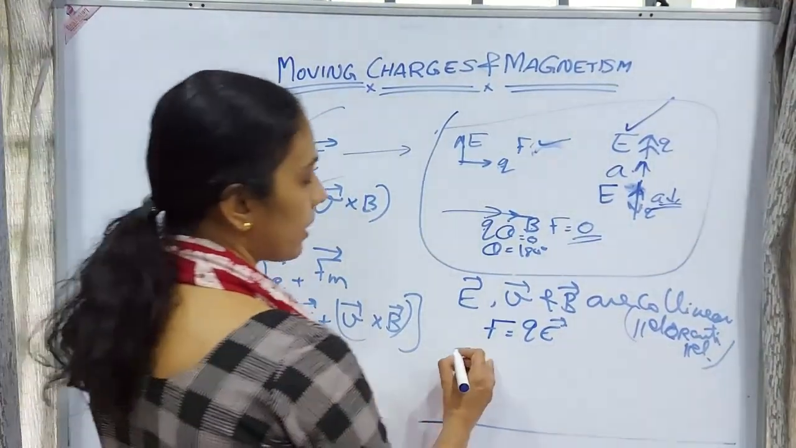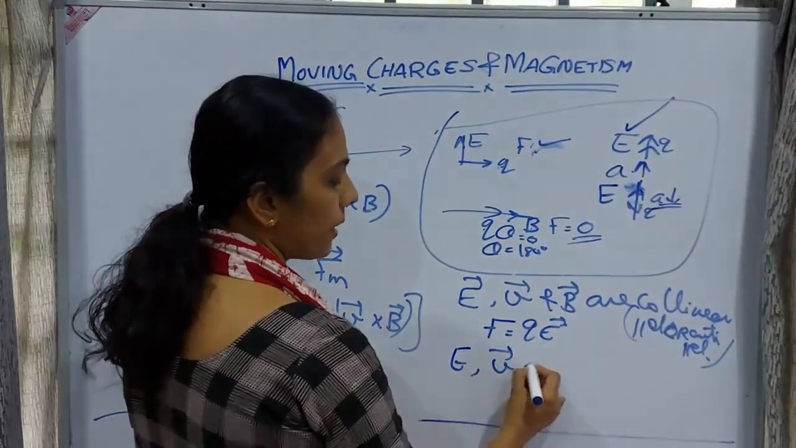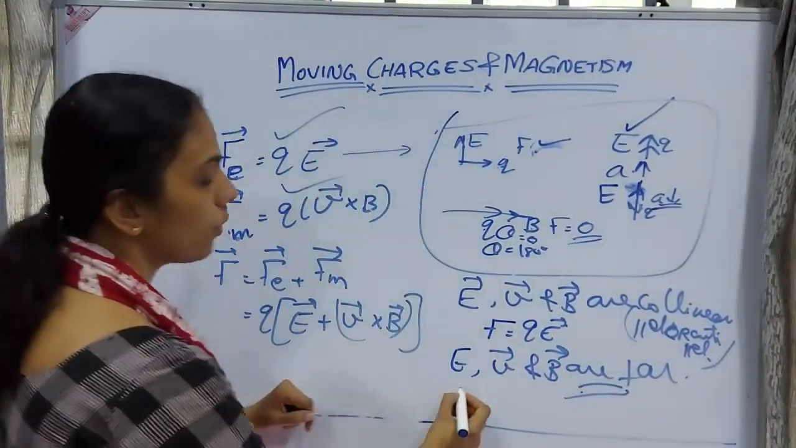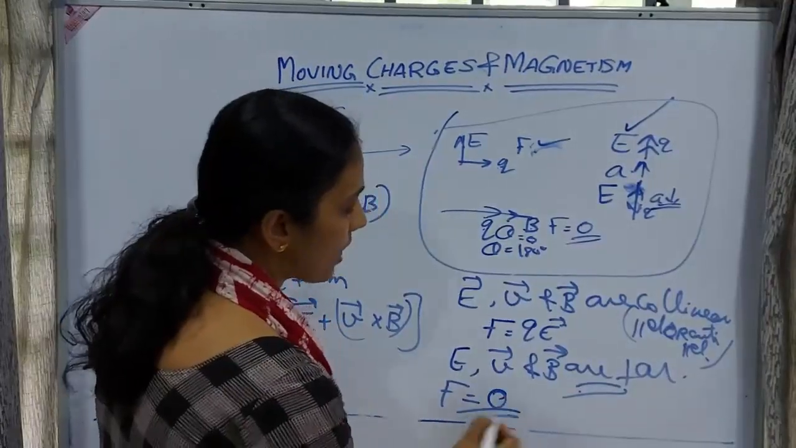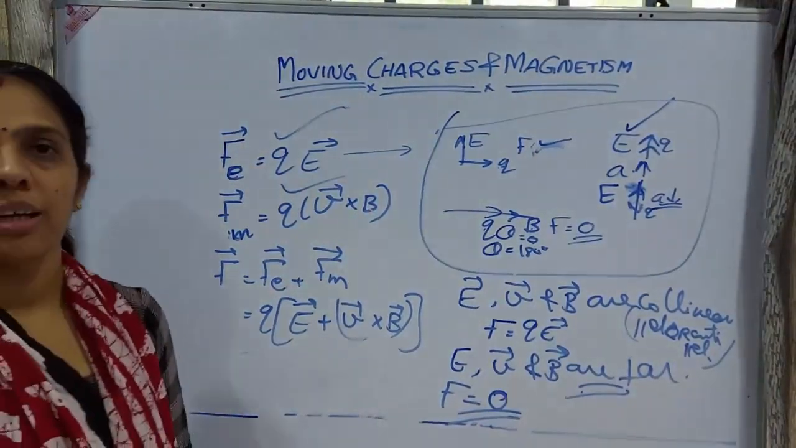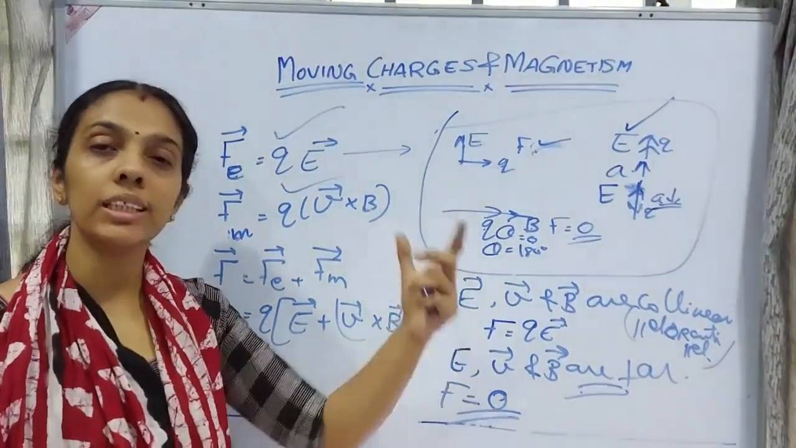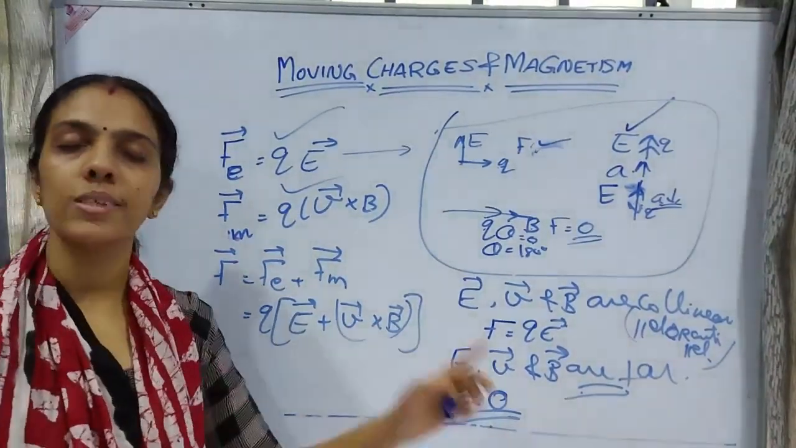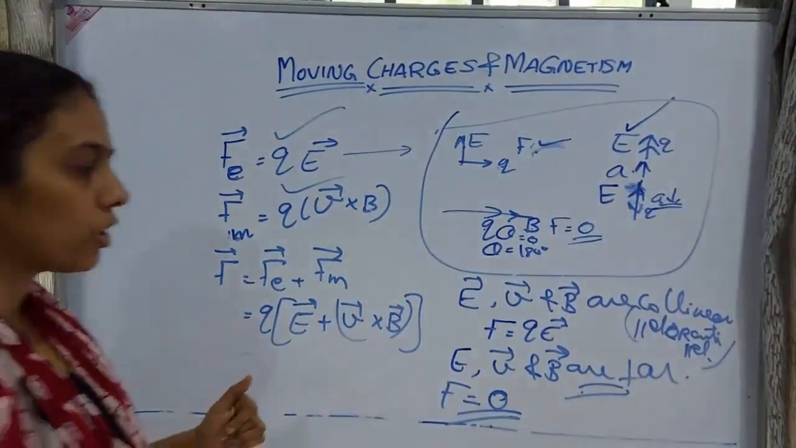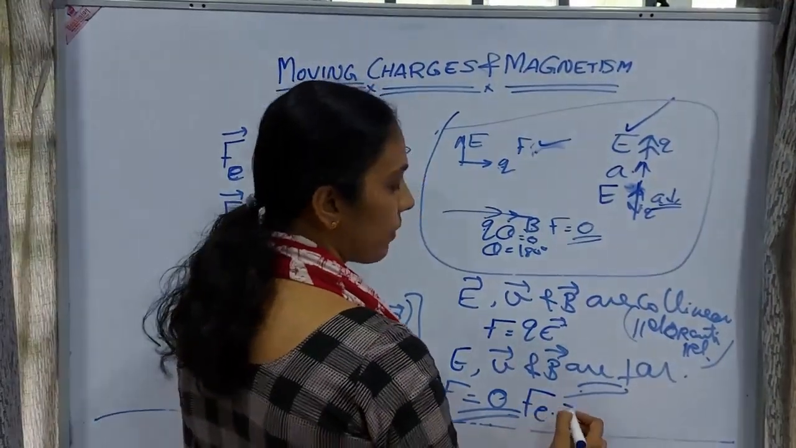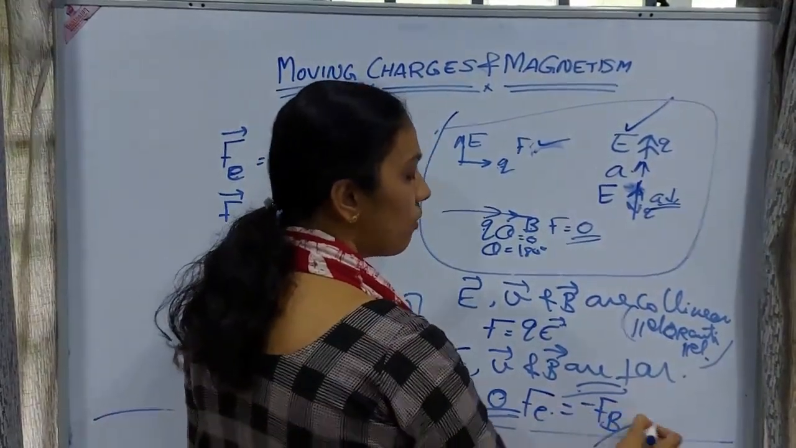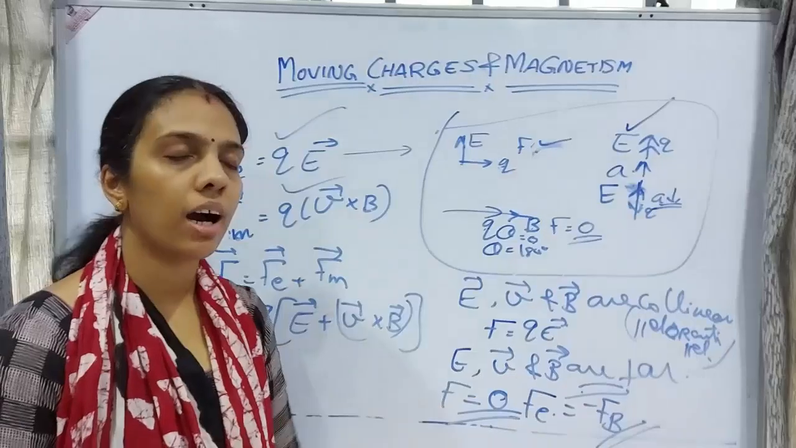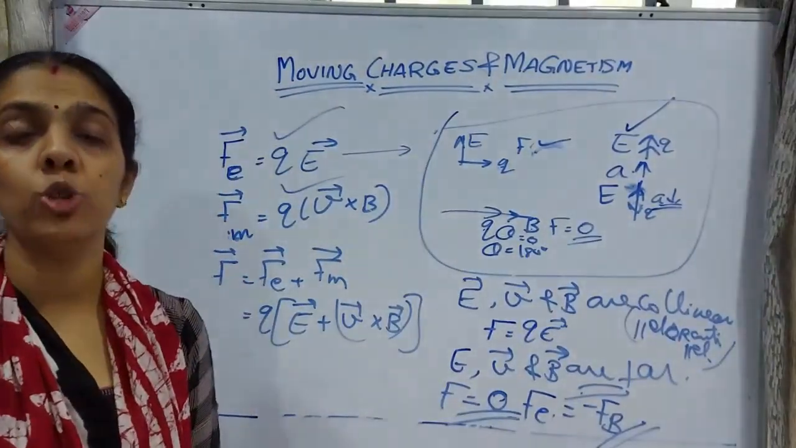But if we consider E, V and B as mutually perpendicular to each other, what will happen? The total force acting on it will be equal to 0. What is the meaning of that? The force due to the electric field will be equal and opposite to the force due to the magnetic field. Clear? If E, V, B are mutually perpendicular to each other.